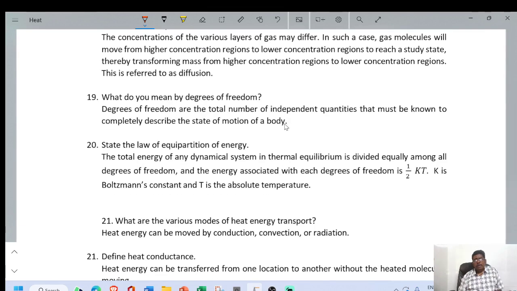What do you mean by degrees of freedom? The number of independent ways in which a molecule may make its movement is called degrees of freedom.